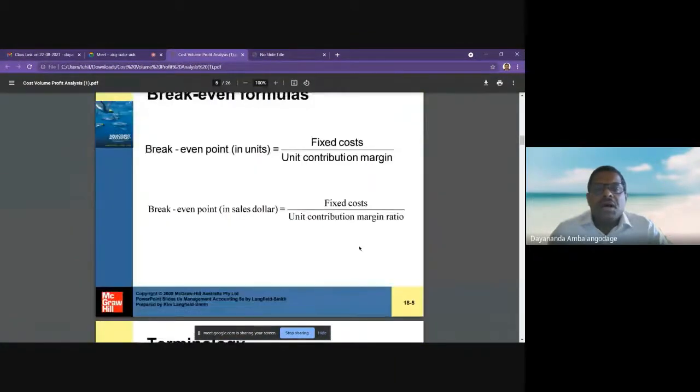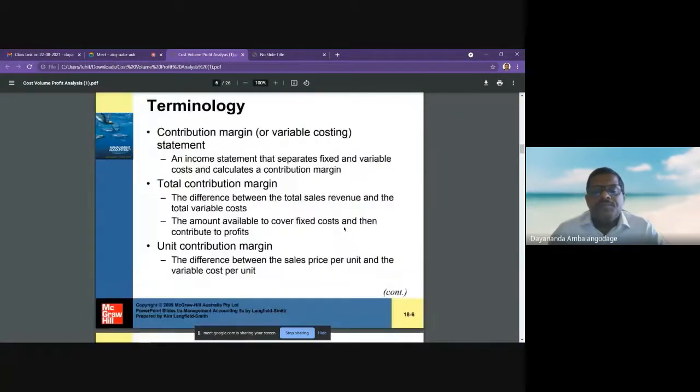Shall I show you here? These are the two ratios: fixed cost and the unit contribution margin, and the contribution margin ratio. So we learned how to calculate the fixed cost, contribution margin and contribution margin ratio.